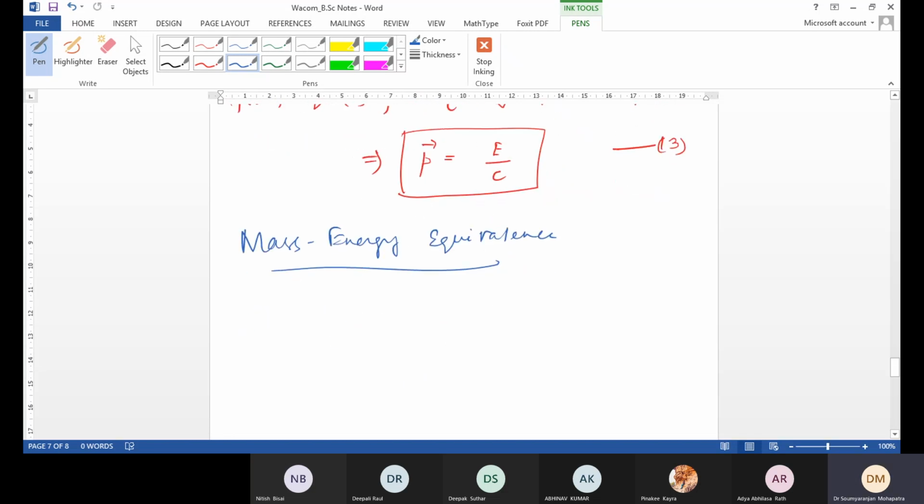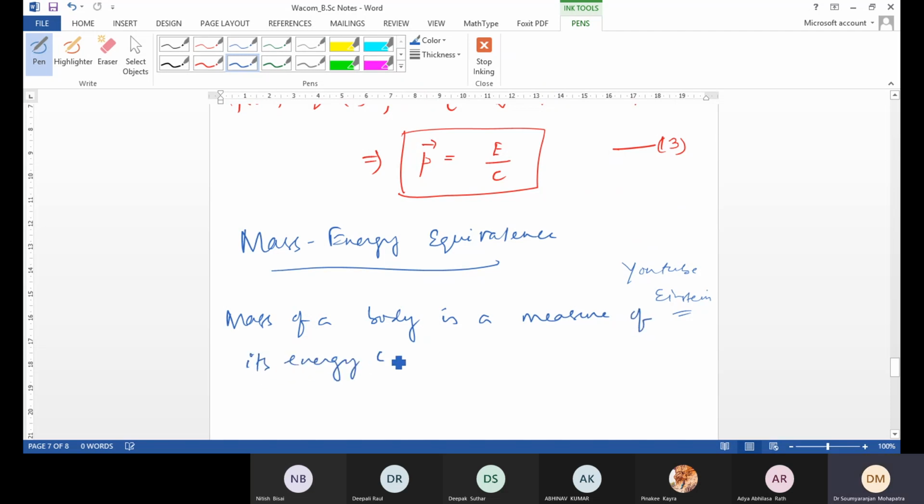He stated that, and if you want to understand this mass energy equivalence, you can see a live video of Einstein on YouTube. He is explaining this thing there. You can search for it, it is a 2 to 3 minute video, or else after the class I will show it to you. So what he is telling is that the mass of a body is a measure of its energy content in the system. That means the energy of the body is always equal to mc square.